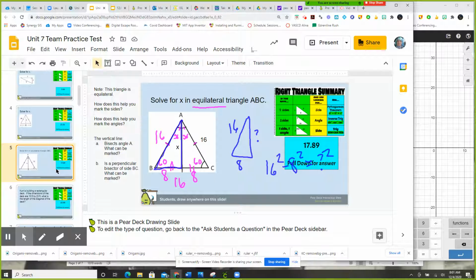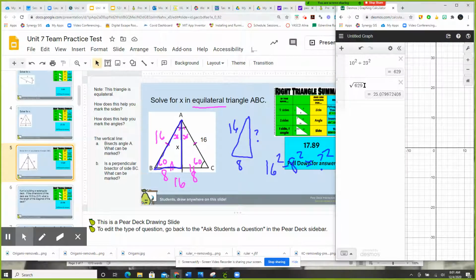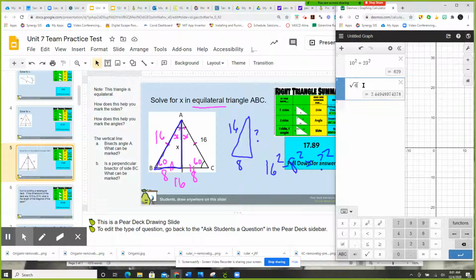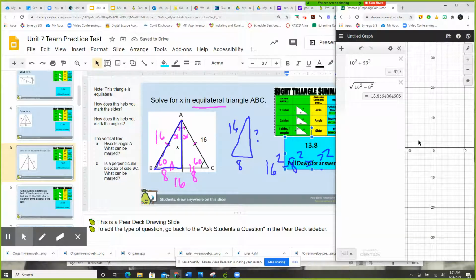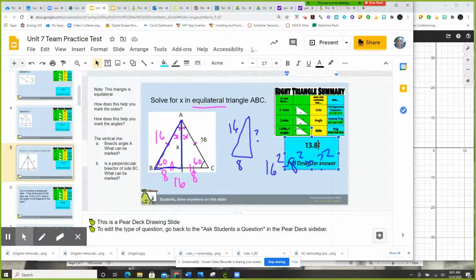Oh, did I do something crazy? Maybe I did something crazy. Let's check it. You're right. It can't be 17.89 because that would not... 16 squared minus 8 squared, 13.8. Thank you. And we'll do that. 13, maybe 13.9. Sweet. Did I make any other mistakes?